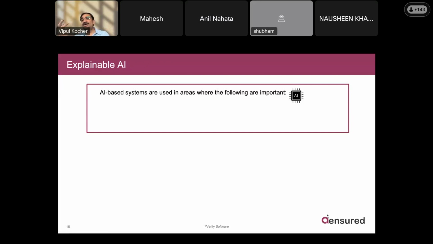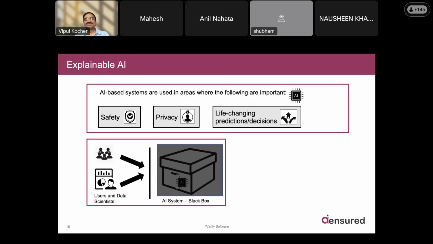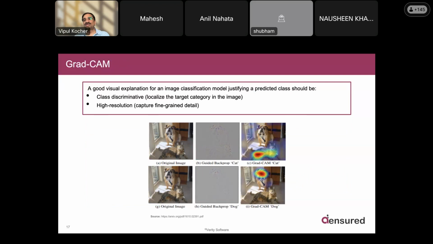That's why we call it non-deterministic, and it gives you probabilistic results. So you need some mechanism where you can explain why the AI took the decision that it took. In case of safety critical systems, where privacy is important, where life-changing predictions or decisions need to be made, you need explainable AI. You can no longer treat your AI as a black box. You need to have some mechanism by which you can say why it did what it did.